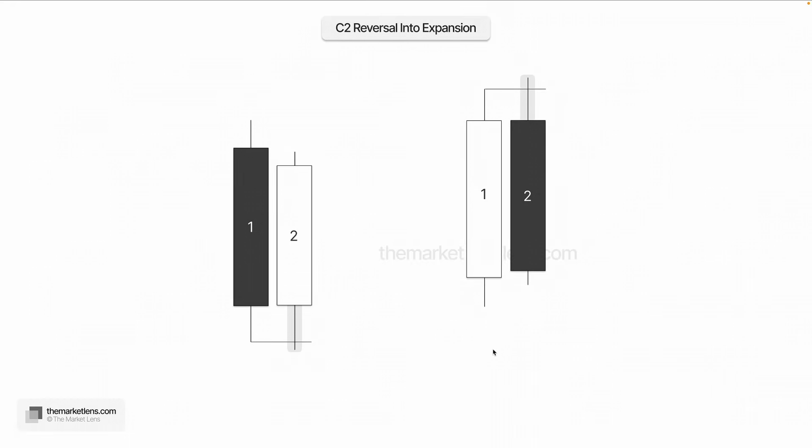So here we are with a candle 2 reversal to expansion. It is the exact same thing as a reversal candle. The only difference is the wick size, right? So here we can see that we have a small wick, which allows price to reverse and expand in the same candle.